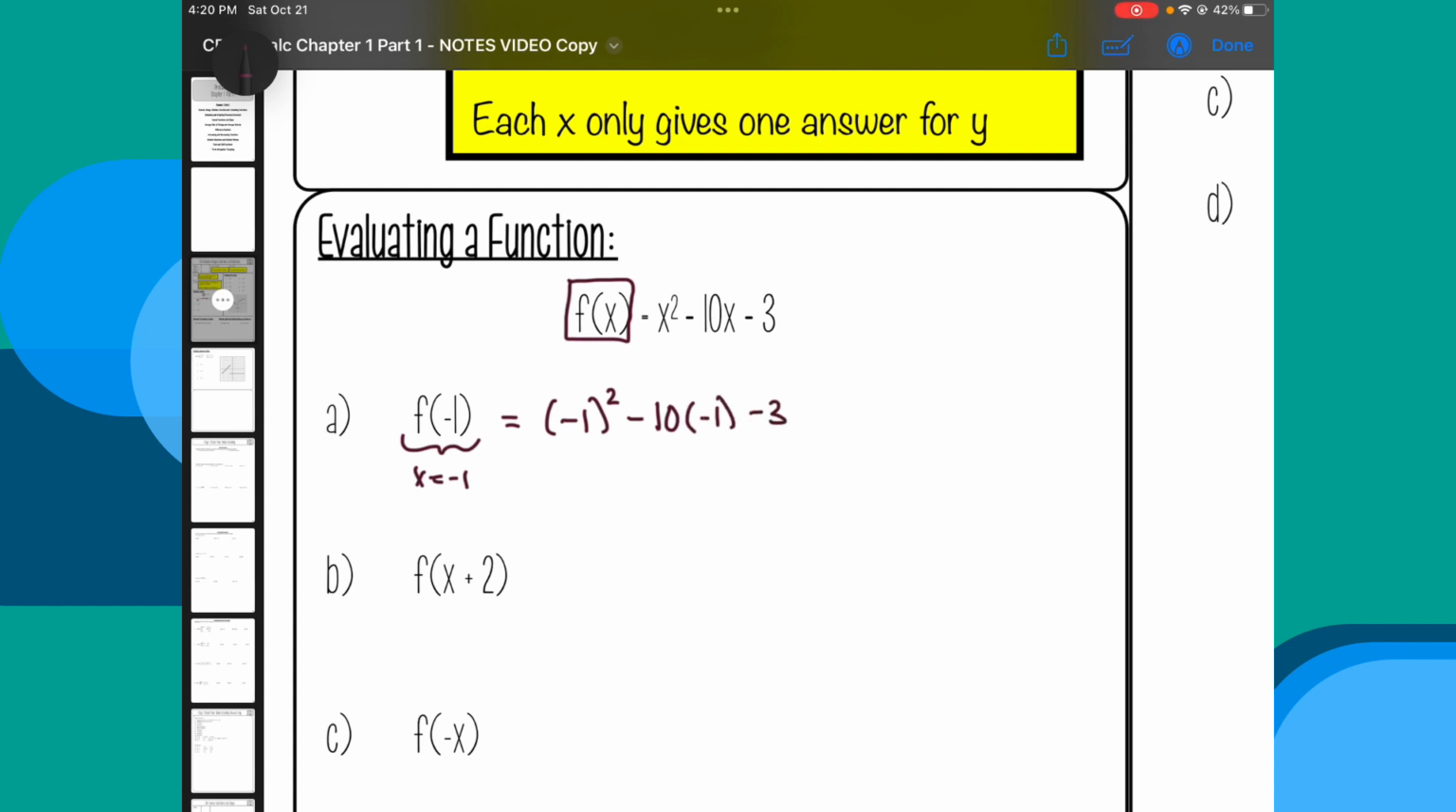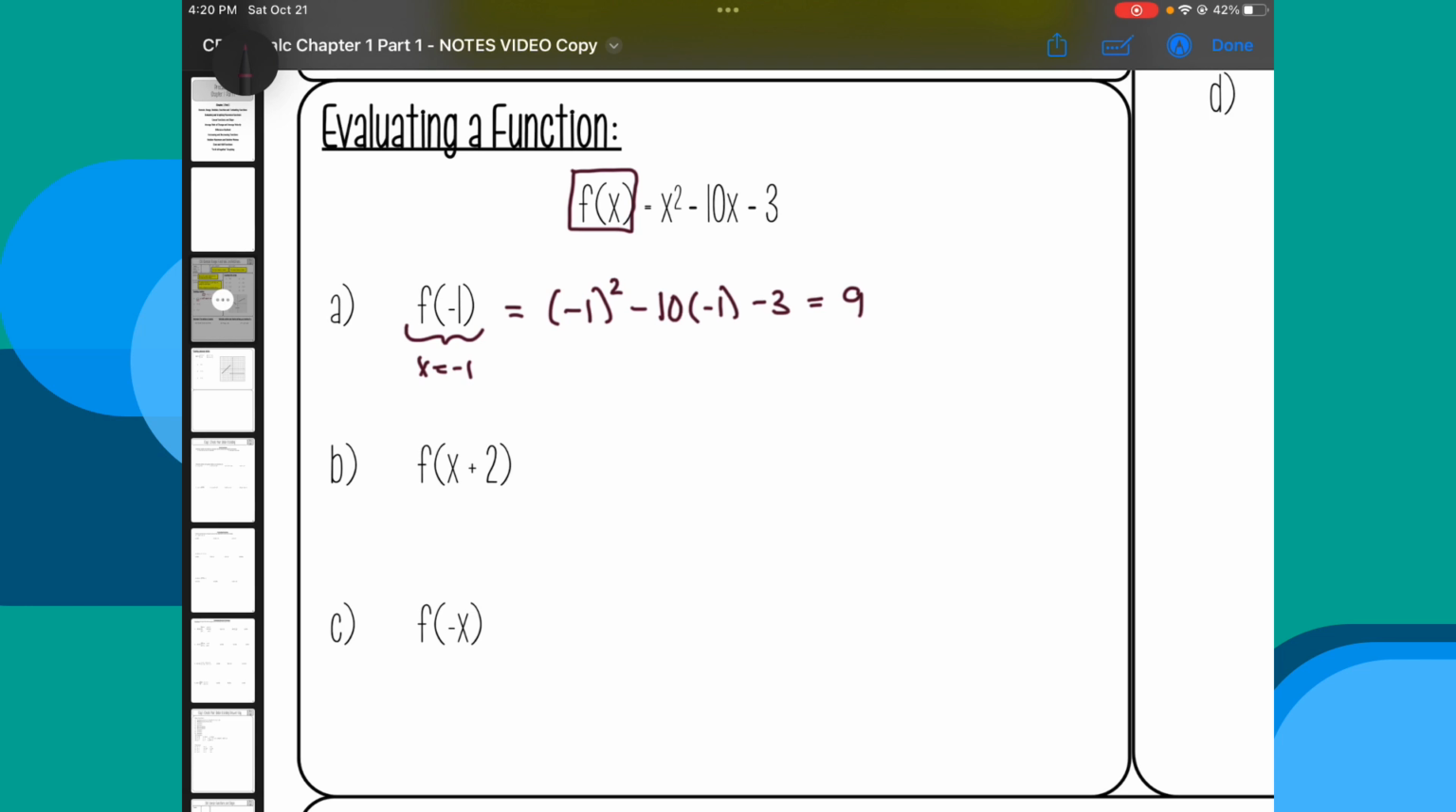We can put that whole thing into our calculator, or we can do some mental math. So 1 plus 10 is 11, plus... 1 plus 11 is 12 minus 3 gives us 9. So we could say f of -1 is equal to 9. You can also plug in a binomial for x. So this is saying that everywhere that we see x in the original function, we're going to plug in that binomial. So here's that first x. So we're saying (x plus 2) squared minus 10 times (x plus 2) minus 3.